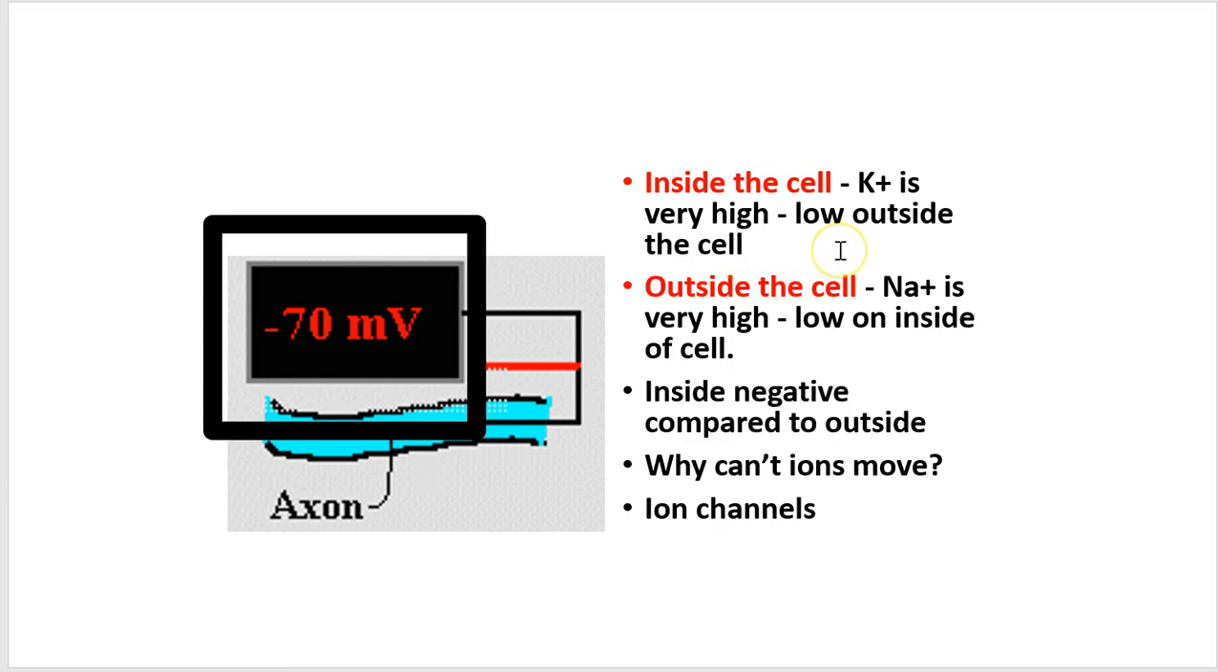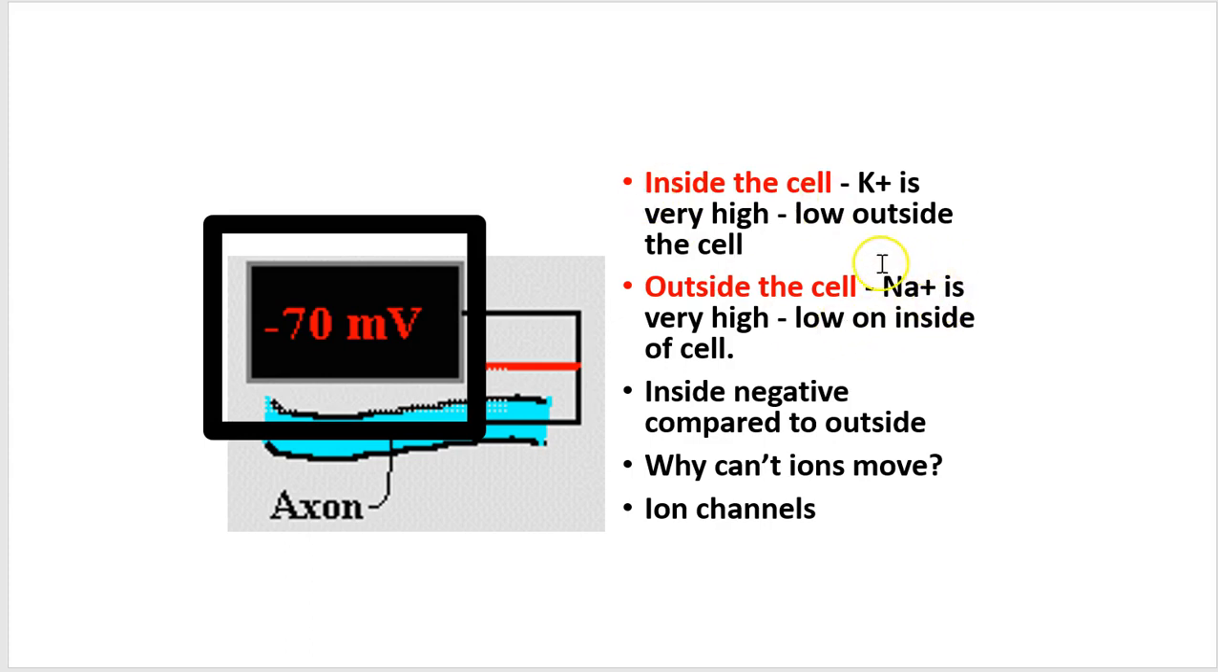I'm going to do it in words and then I'm going to show you a picture. So inside the cell, the potassium is very high compared to the outside, where the potassium is low. So what we've done is set up a concentration gradient. Inside, very high in potassium, outside, very low. Now you might be thinking, we talked about diffusion. Why doesn't the potassium go from high to low? It will, but in a resting neuron, it cannot because the potassium voltage ion channels are closed. So it keeps the potassium from moving.